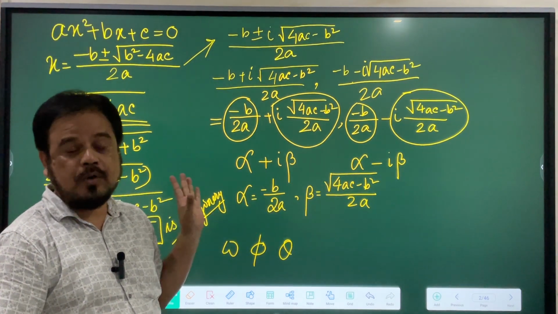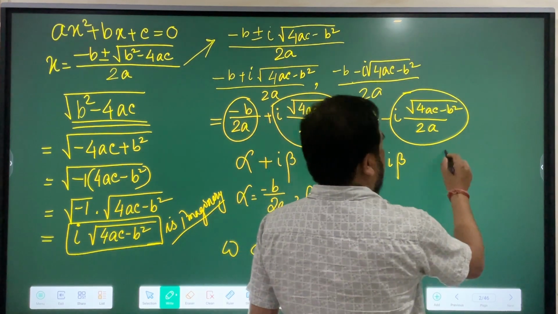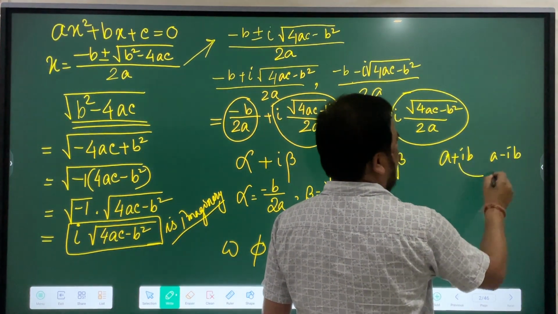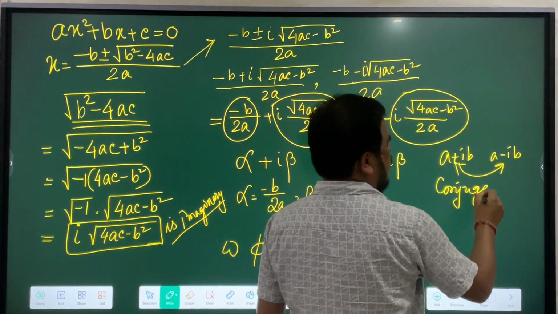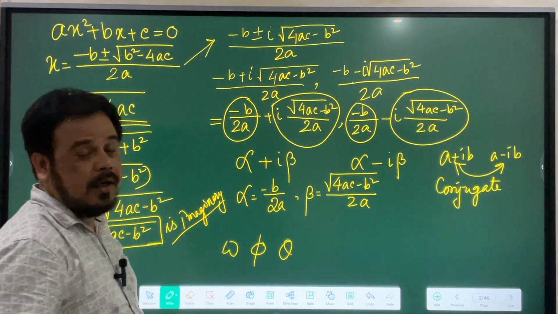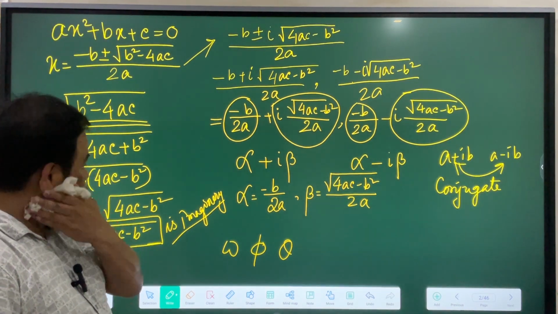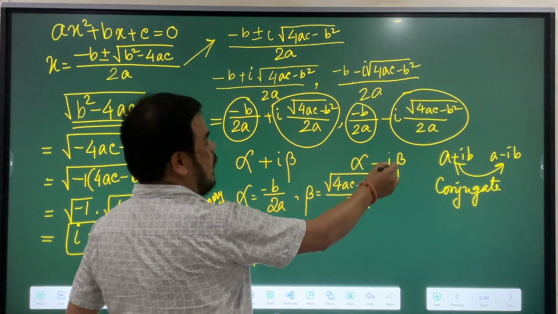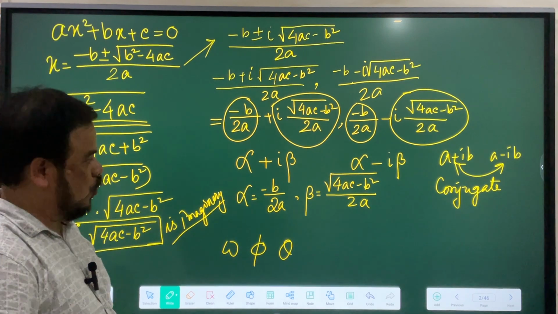So what have we understood now? We have got already a plus ib and a minus ib. Both are called conjugate to each other. One is plus, the other one is minus. That we got already in the previous topic. So here also, alpha plus i beta, alpha minus i beta. Both are conjugate to each other.